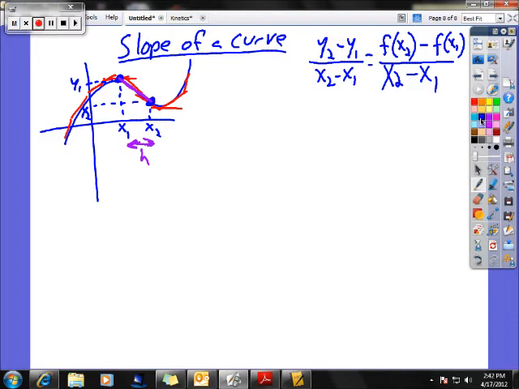Now we can rewrite this. This x1 now, I don't need to call it x1 anymore. I can just call it x. If I just call that x, I'm not going to call this x2. I'm going to call it exactly x plus h. Because to get to here is x, to get to here is x plus h. Now I only have one x, which is nice. That's what we want.